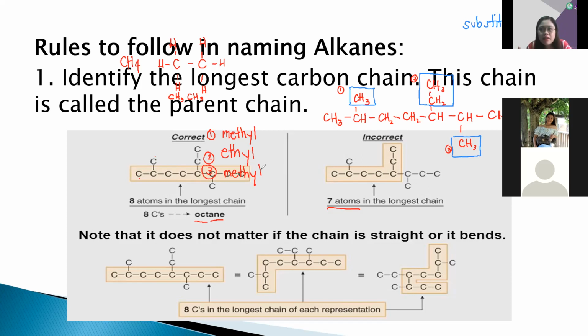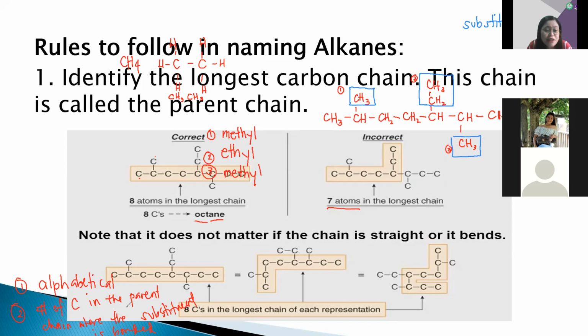It doesn't matter kung nauna si methyl in the parent chain, basta alphabetical tayo. But hindi lang yan ganon. After arranging them alphabetically, we will also identify, number 2, the number of carbon in the parent chain where the substituent is bonded. Okay?